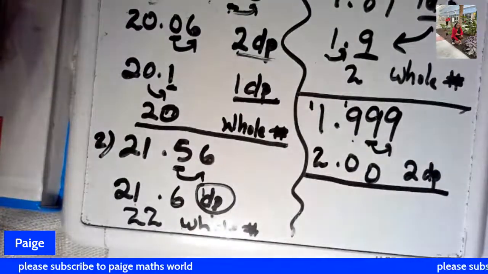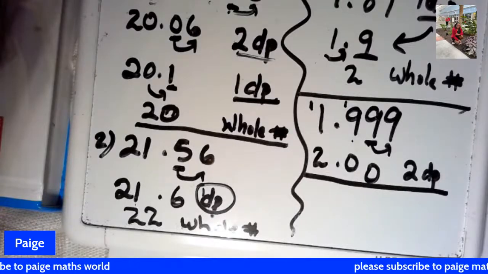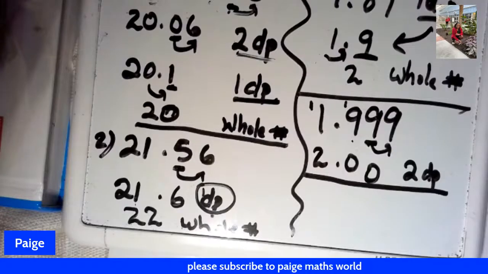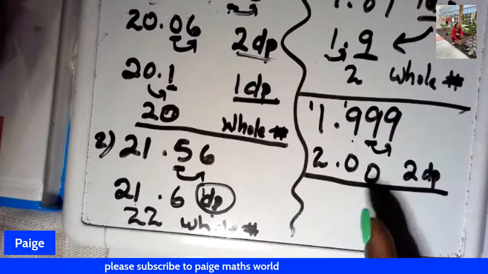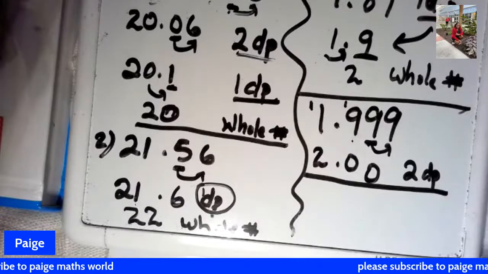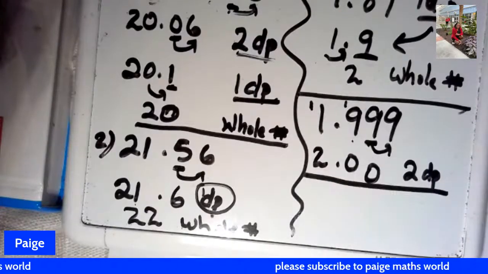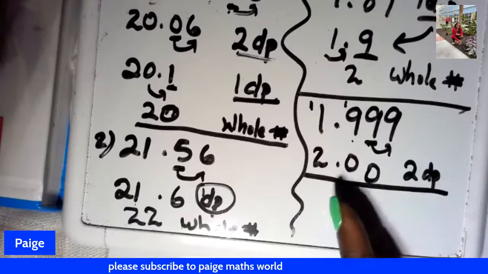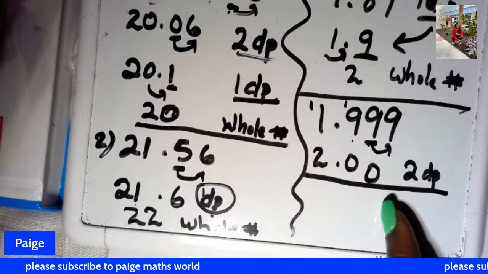Let me explain again. Okay, yes, it's 2. So if they do ask you for 2 dp, you have to put in 0.00 to represent those 2 placeholders, right? So you can't just write 2. We know it's just 2, but because they asked us for 2 dp, you have to put a decimal point and add those 2 zeros in.